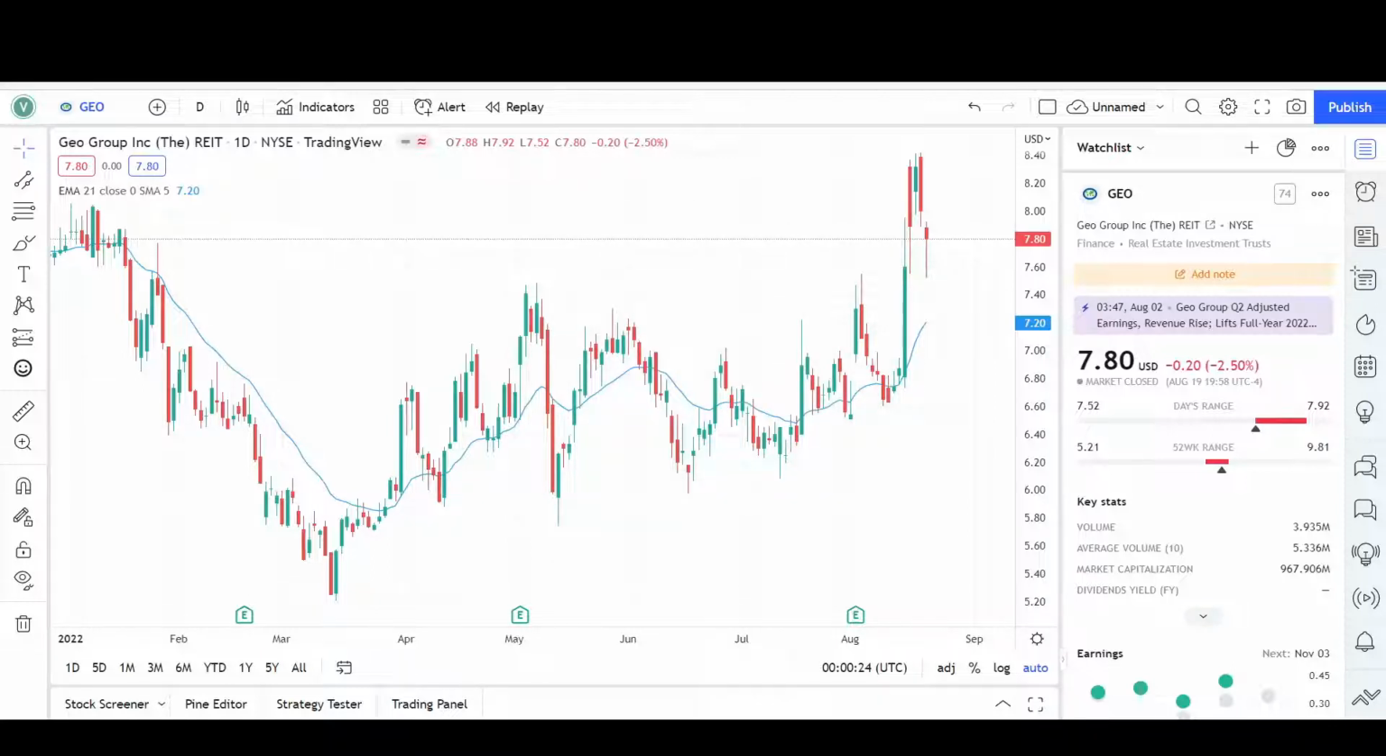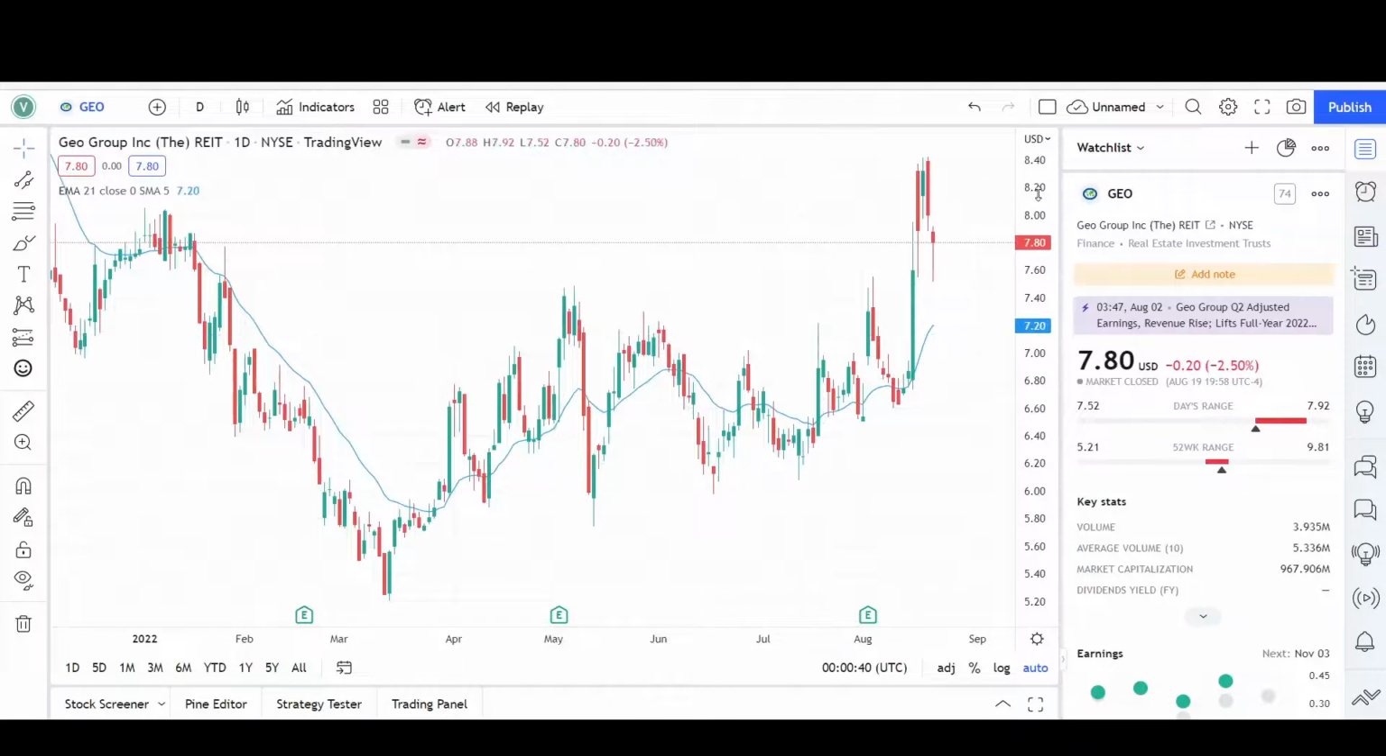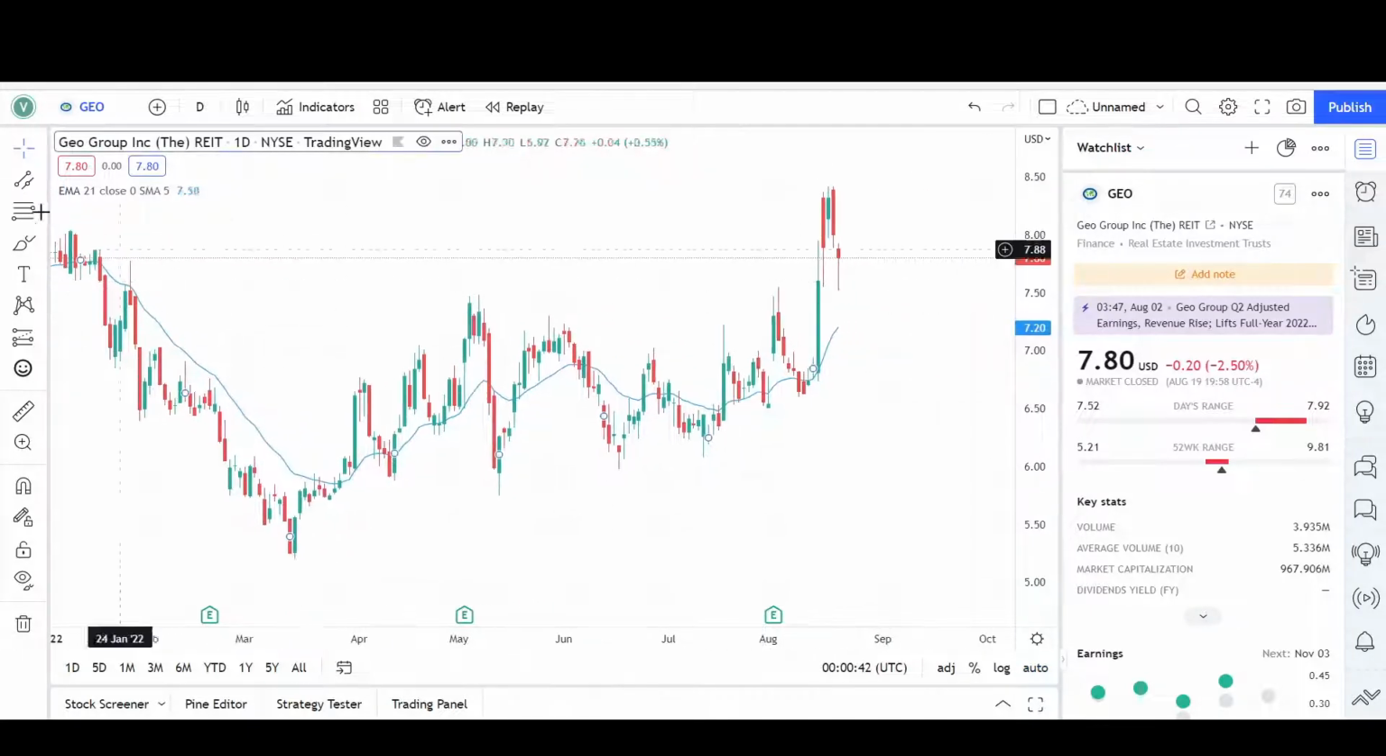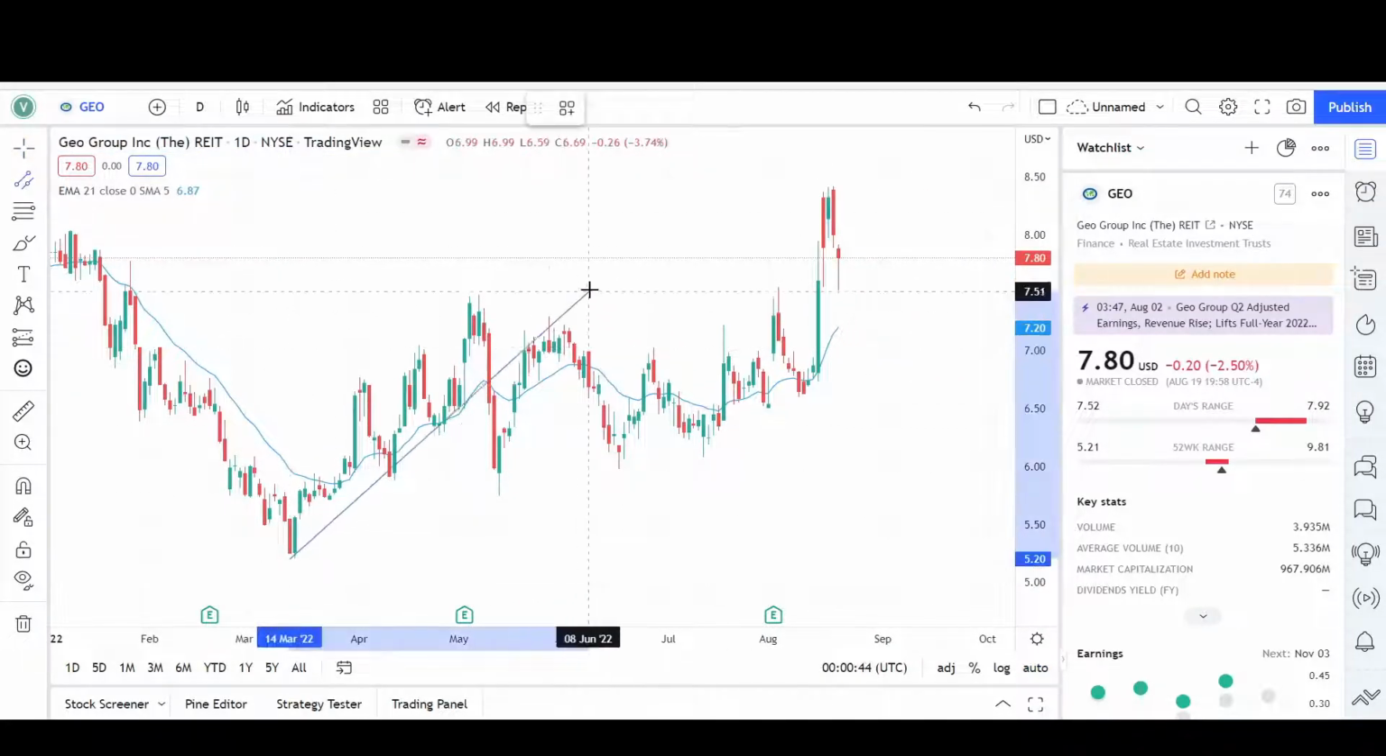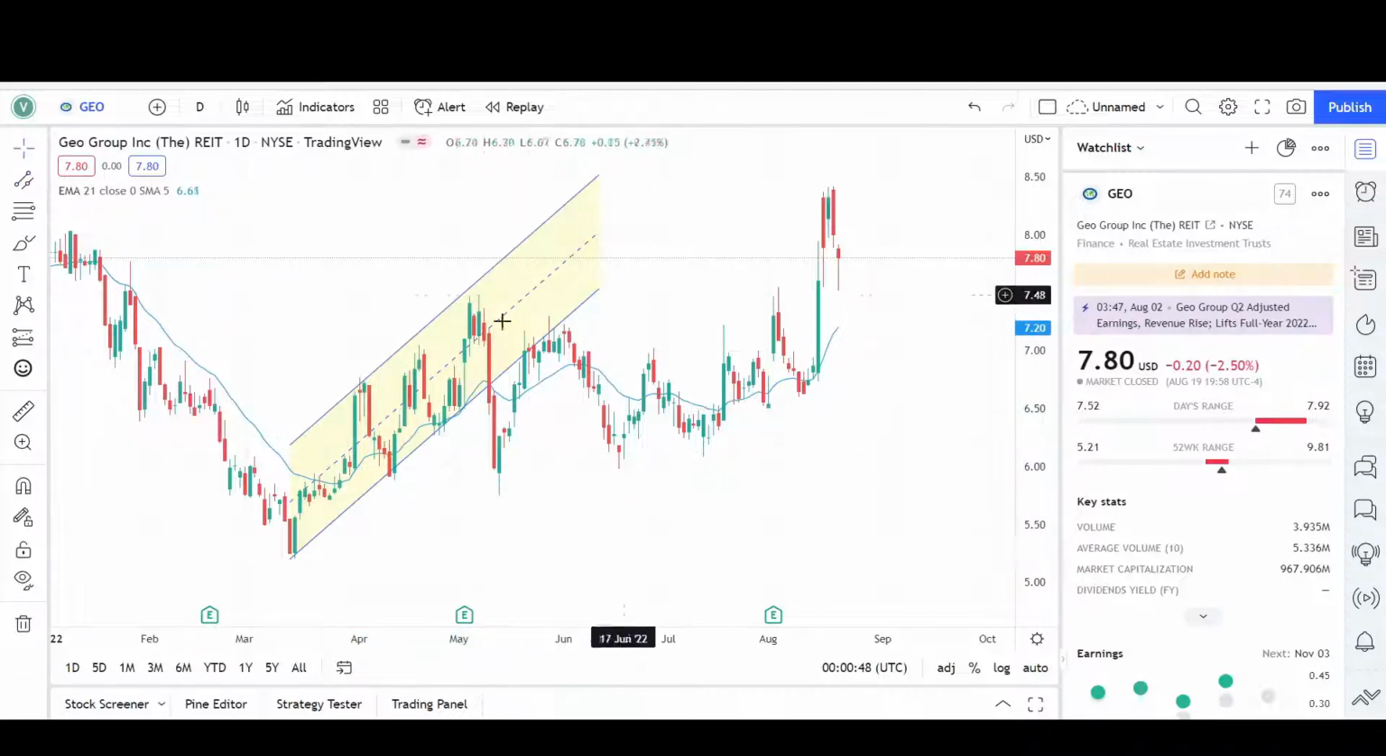I will first go over what I see in the daily chart and finish the video off with the weekly chart. Here we have the daily chart for GEO. Looks like there was a previous uptrend in play, which we have completed because we had the break of the pattern and a move to a new extreme.